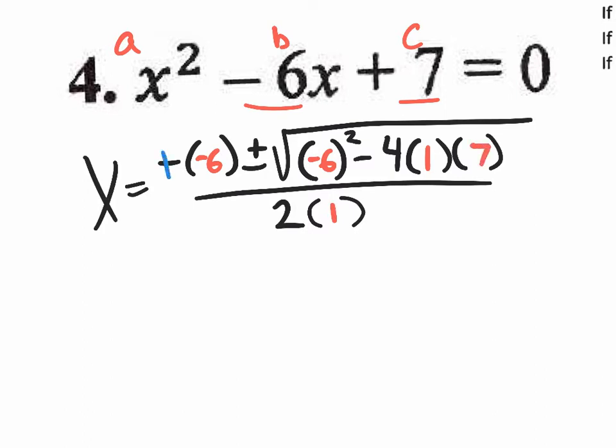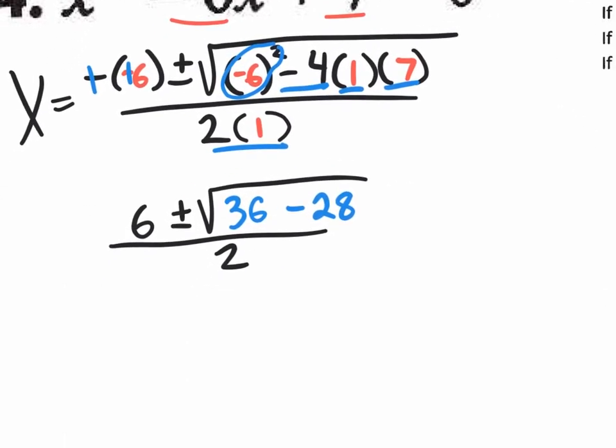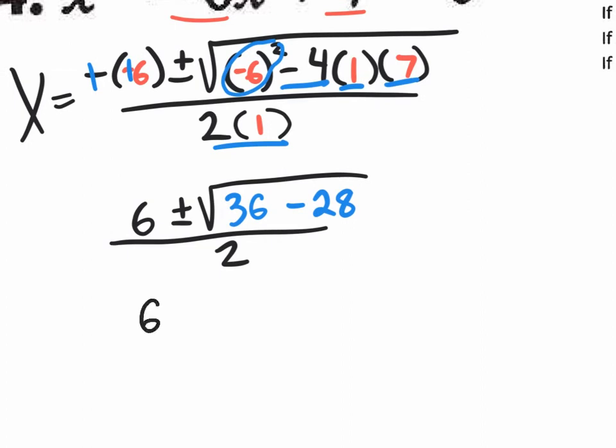So working this out, we will have negative 6 squared, which is positive 36, and we'll have a negative 4 times 1, which is negative 4 times 7, that's a negative 28. And that is still inside the root. Again, that's called the discriminant, whatever's inside the square root. And out front, we have a positive 6. On the bottom, we have a positive 2. 36 take away 28 is 8. So we really have 6 plus or minus the square root of 8 over 2.